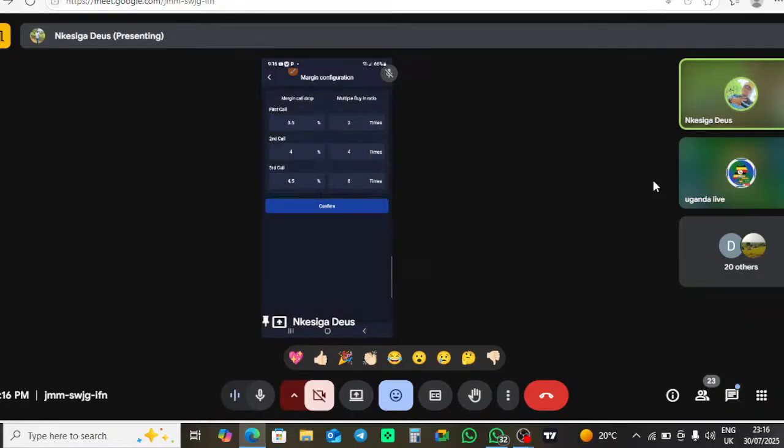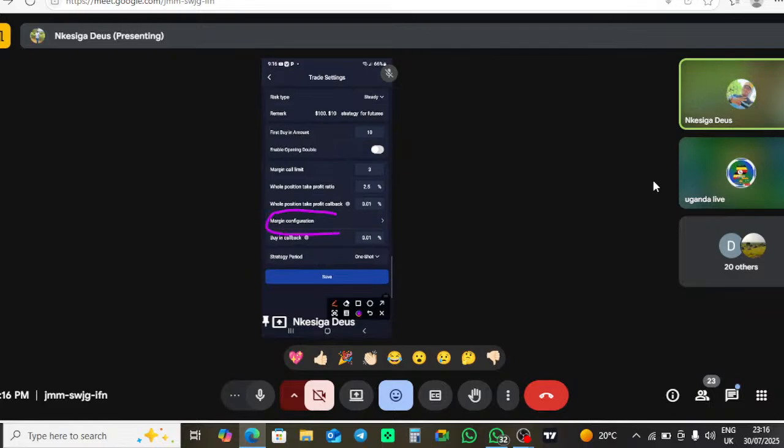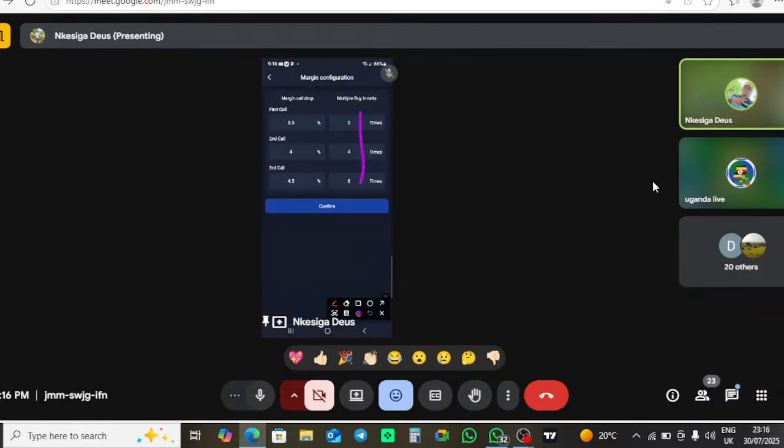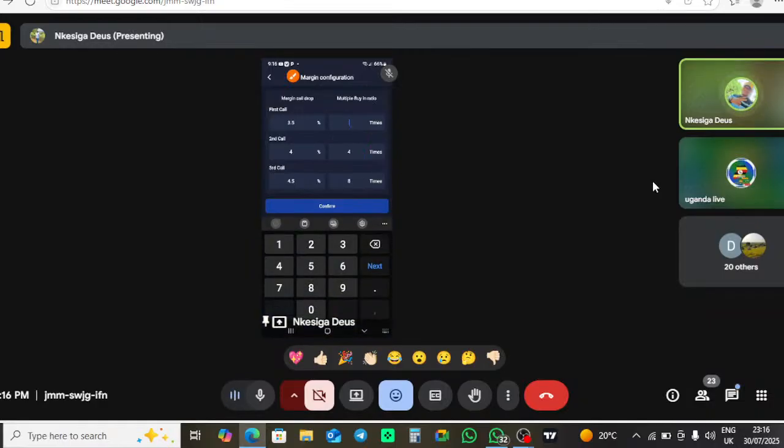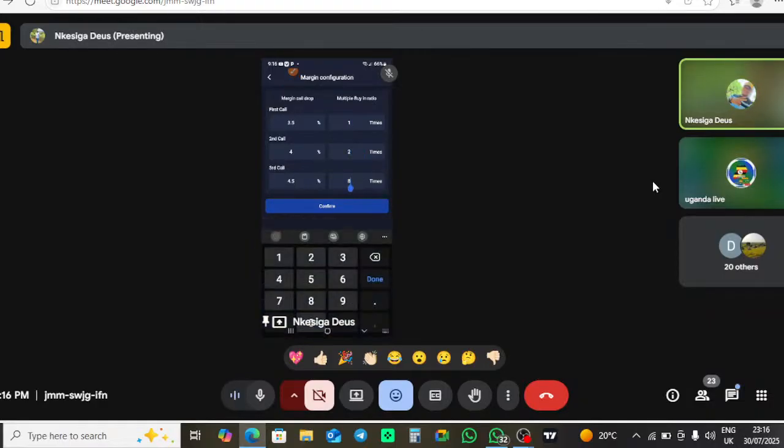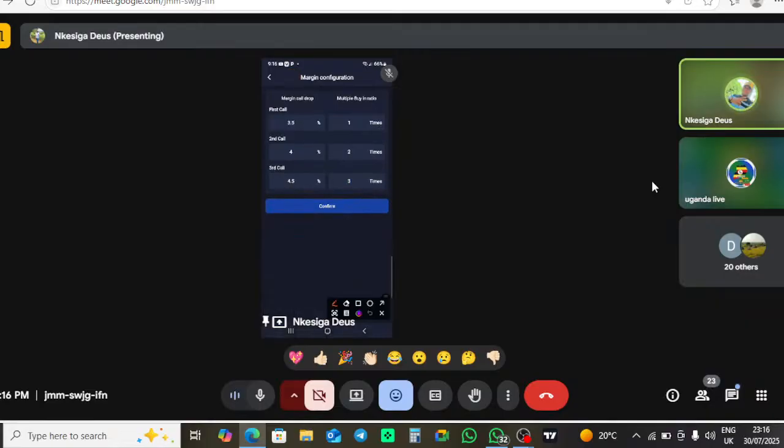And when we open margin configuration here, we click it, and now we deal with here. I may say 1, 2, and 3 according to my capital. Meaning, if my first buy is 10, here I will invest 10 again. Here I'm investing 20. Here I'm investing 30. When you add them, they total 60, plus the first buy, that is 70. Meaning, out of $100, I'm going to use only $70. Are we clear?